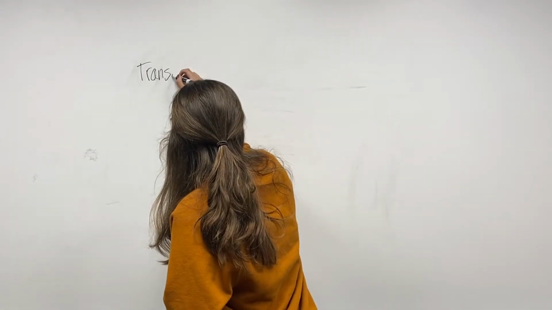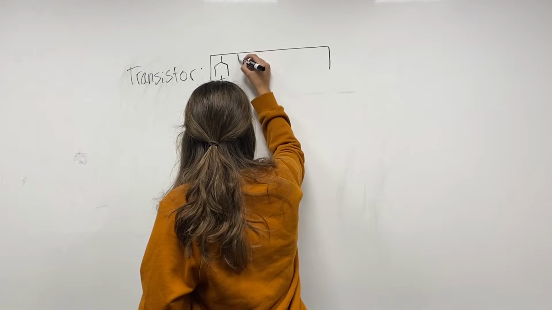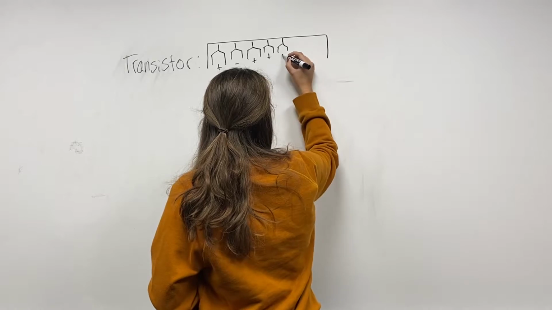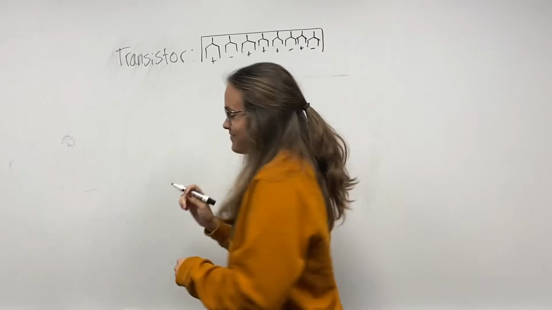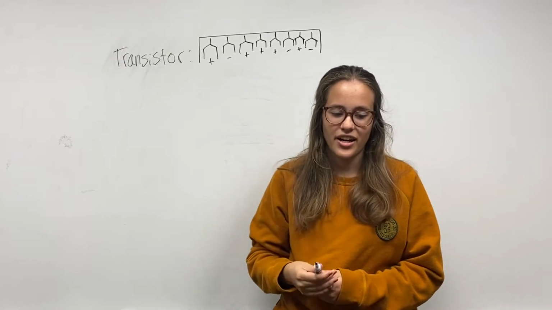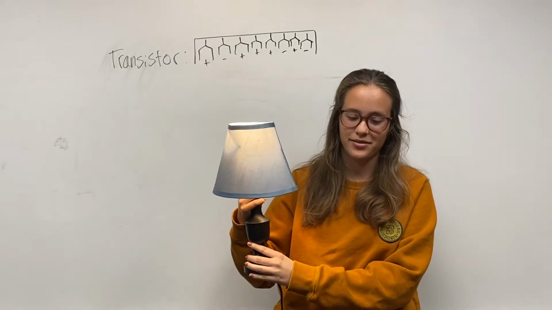A transistor is a device that regulates current or voltage flow and acts as a switch or gate for electronic signals. For example, each of these points has a charge. The transistor has 2 states, on and off.